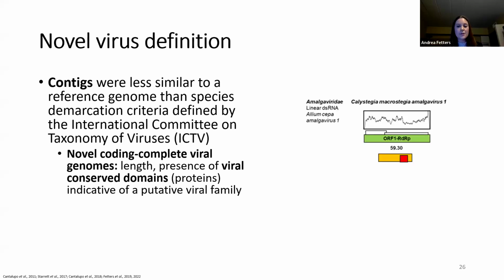One of the best groups was this idea of a novel coding complete viral genome. This included contigs that had sequence lengths that were long enough, and we were able to detect enough of the proteins belonging to the virus family that we thought that a novel virus belonged to.